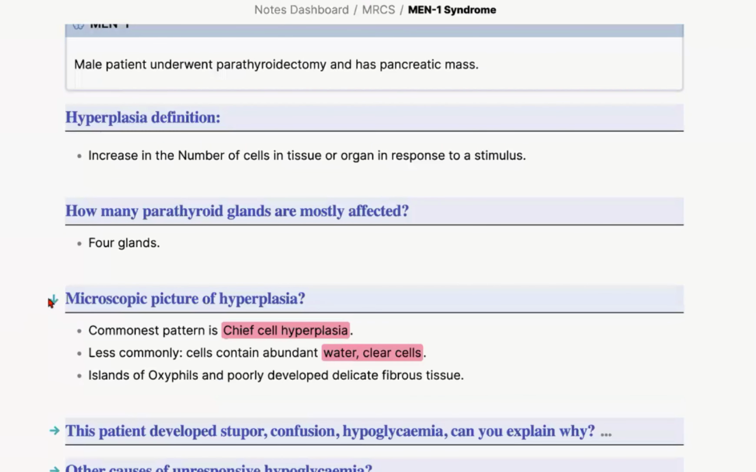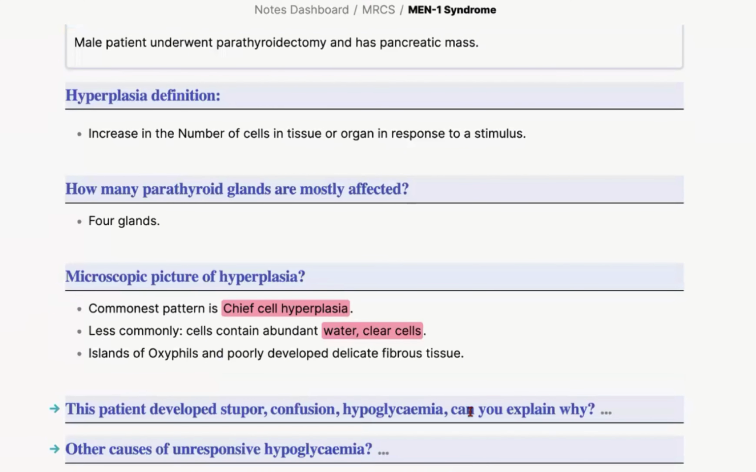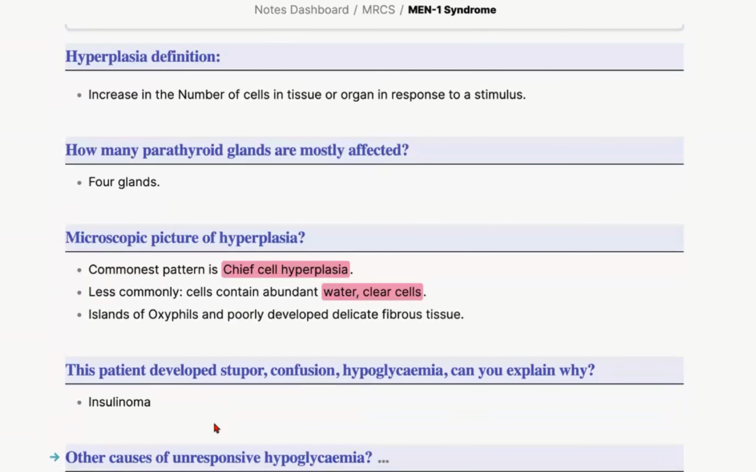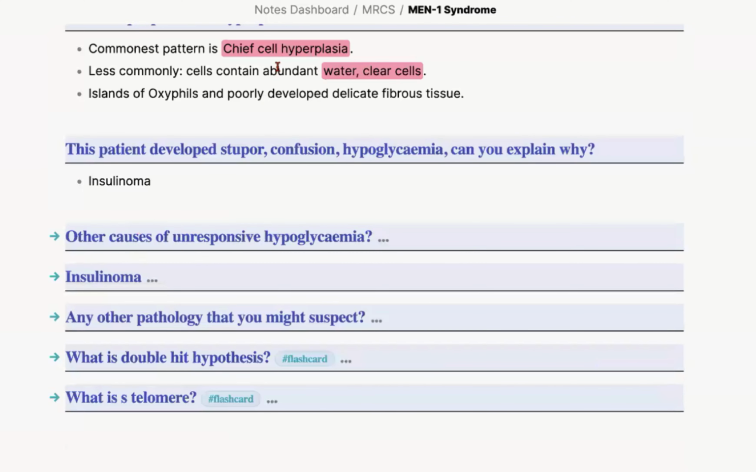The patient develops stupor, confusion, hypoglycemia. Can you explain to me why? So these are the most common symptoms which we usually see in insulinoma, which includes stupor, confusion, hypoglycemia, as in this case. So this is due to insulinoma here. What are other causes of unresponsive hypoglycemia or refractory hypoglycemia? So other causes of unresponsive hypoglycemia could be abnormal insulin insensitivity in certain liver disease patients as well. Some inherited problems like glycogenesis and ectopic insulin secretions as well.